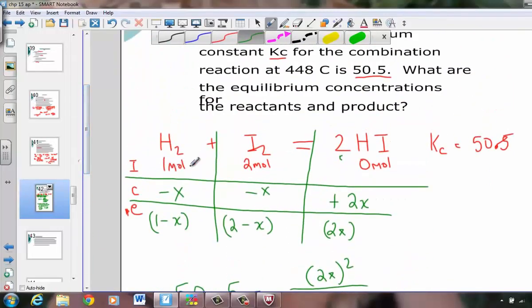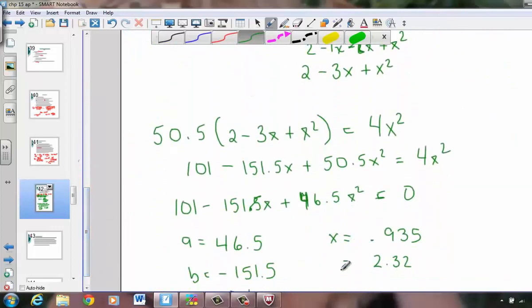Keep in mind, the 2.32 is too large for what we're solving for. I can't start with 1 mole of hydrogen and use 2.32 moles up and have a negative value here. Again, if I start with 2, I can't use up 2.32 and end with a negative value. That number is too large, and therefore we know we can eliminate it. X must be the one that makes sense of the two choices when comparing it back to the actual grid.